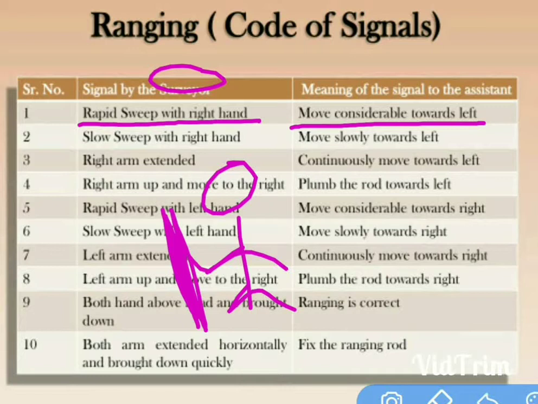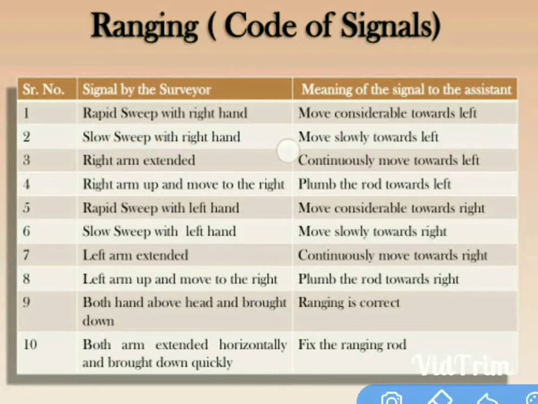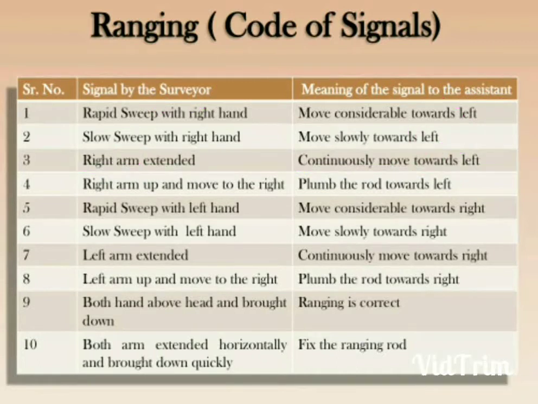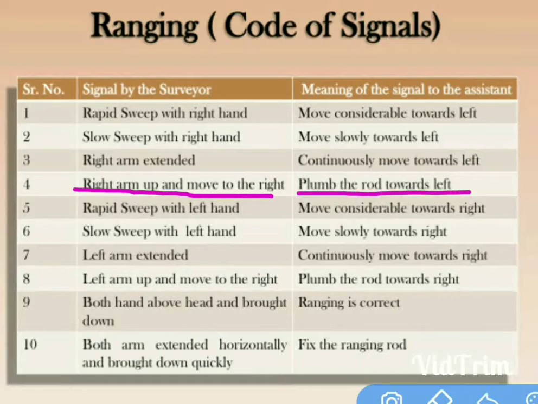Clear? Next, a slow sweep with the right hand, then move slowly. See here, slow, right? Move slowly towards the left. Clear? Next, right arm extended, continuously move towards the left. If the right arm is extended by the surveyor, then the assistant must move towards the left. Clear? Opposite.